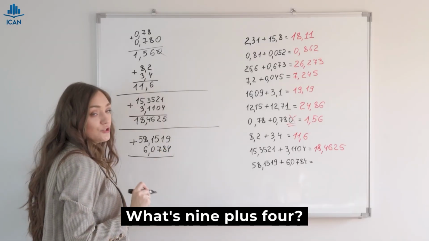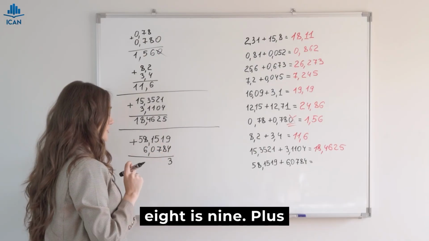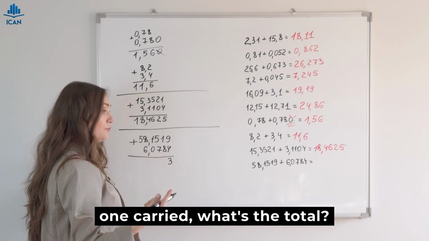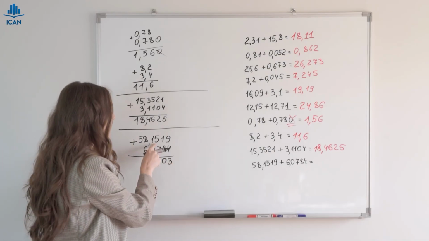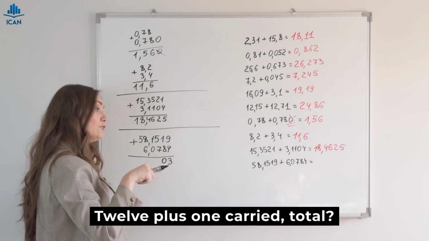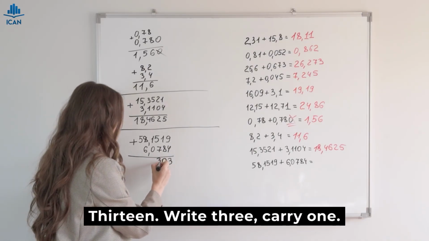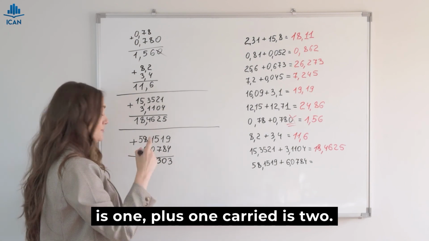What's 9 plus 4? 13. Write 3, carry 1. 1 plus 8 is 9. Plus 1 carried. What's the total? 10. We write 0. 1 carried over. 5 plus 7 equals 12. 12 plus 1 carried. Total 13. Write 3, carry 1. 1 plus 0 is 1 plus 1 carried is 2.